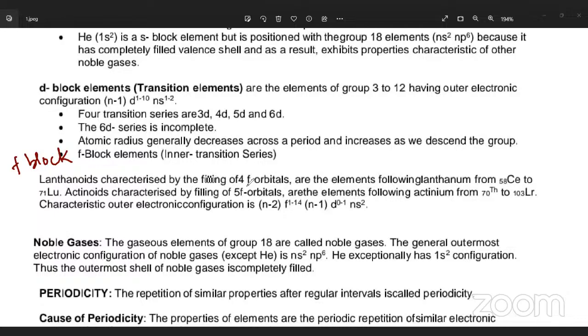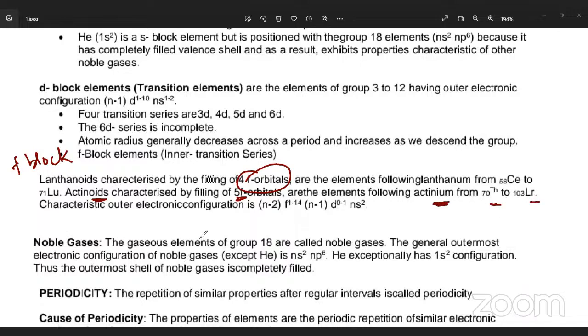Lanthanoids are the elements in which the electron will enter into the 4f orbital. They are the elements following lanthanum, from cerium to lutetium. Actinoids, why are they called actinoids? Because the last electron will enter into the 5f orbital, and these are the elements following actinium, from thorium to lawrencium.